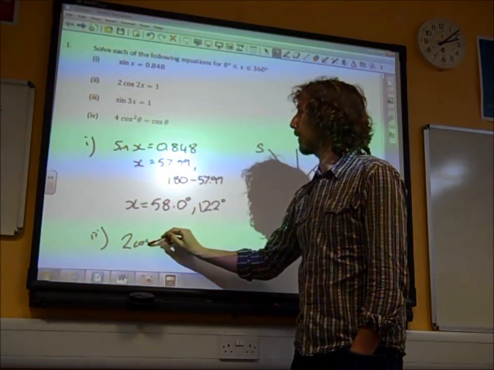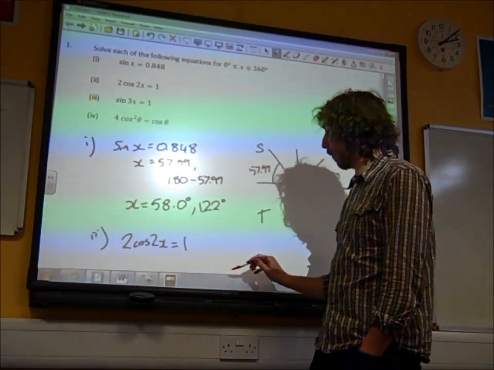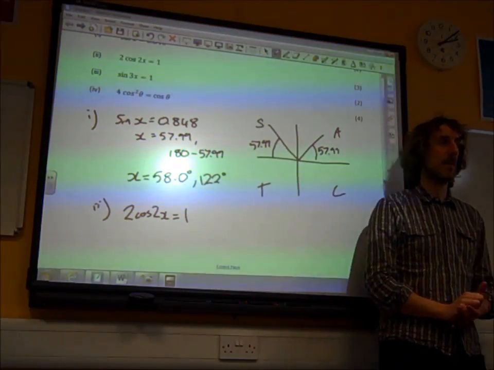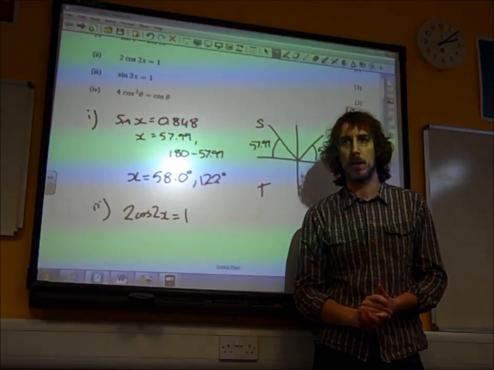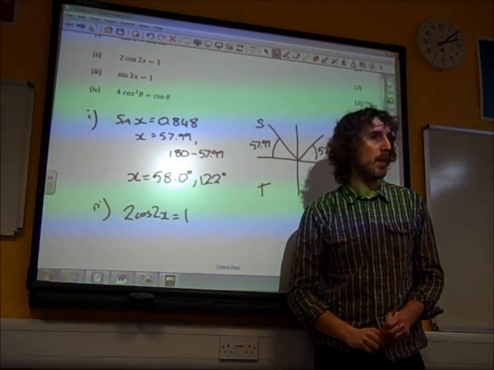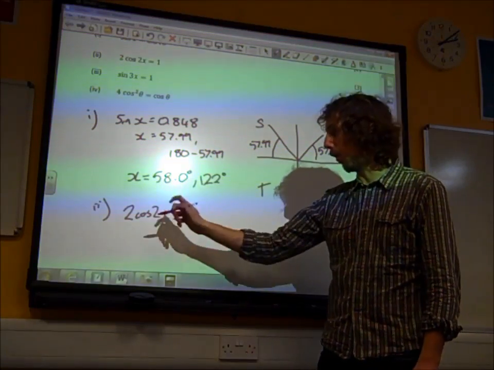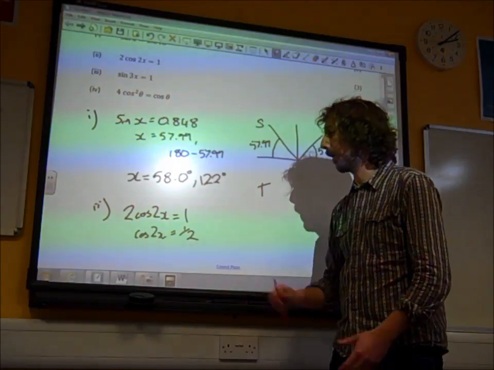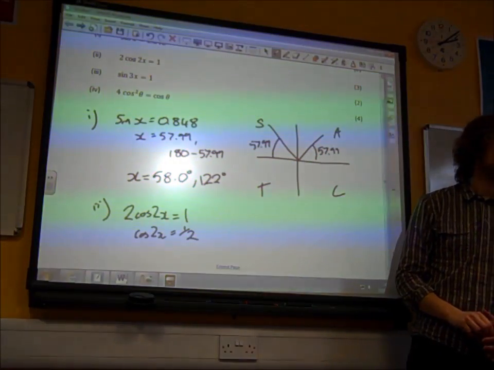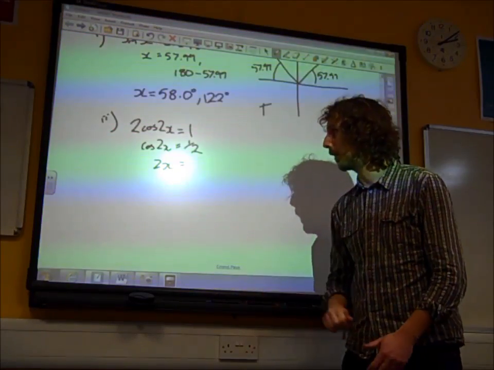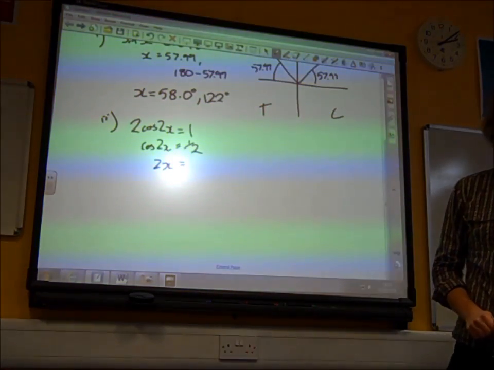2 cos 2x equals 1. This question, we've got a great opportunity to get this utterly wrong to start with. We must do inverse cos too soon, must we? Before we do anything else, we've got to get it so it's 1 cos. So cos 2x is equal to half, divided by the 2. Now we're going to do inverse cosine, cos to the minus 1 of a half.